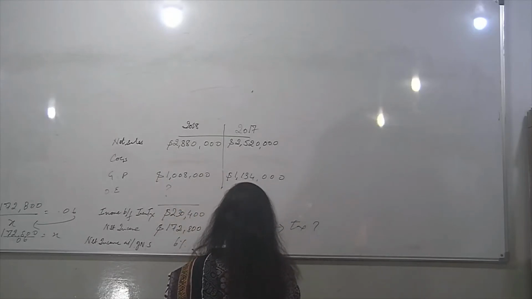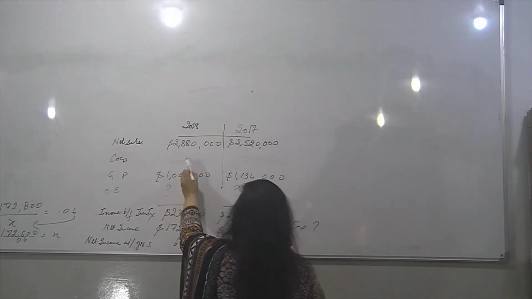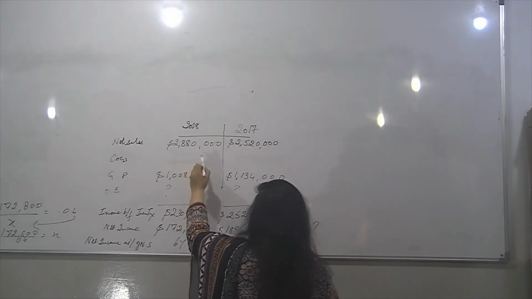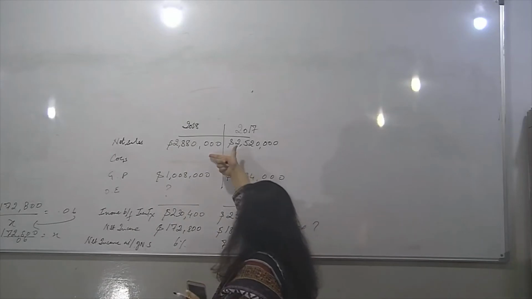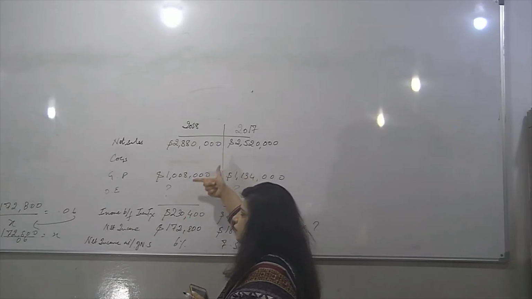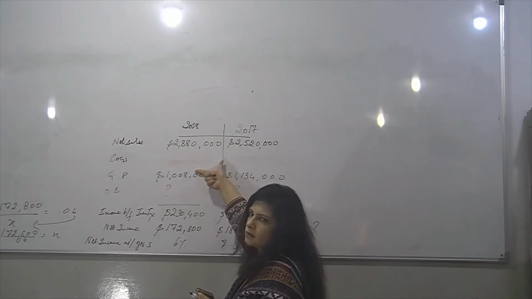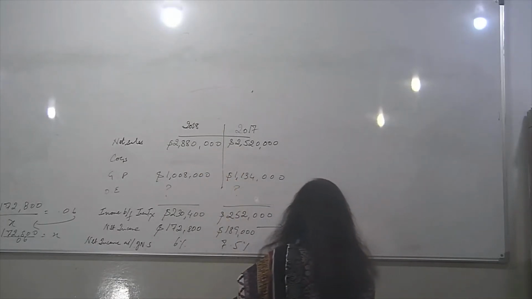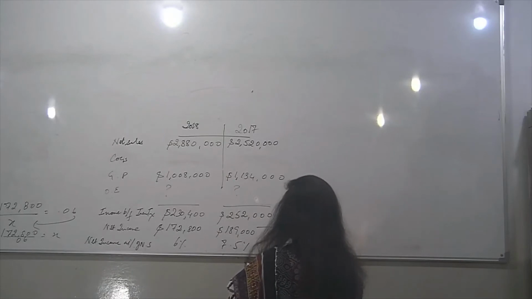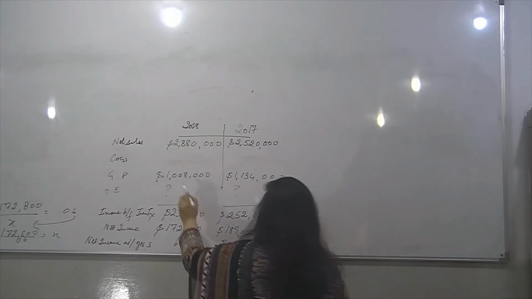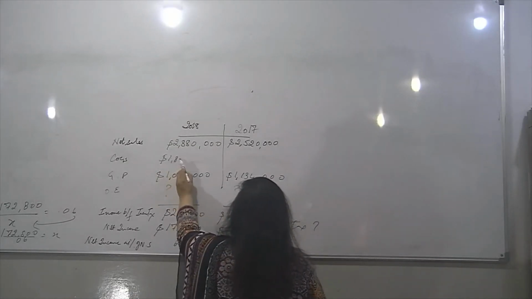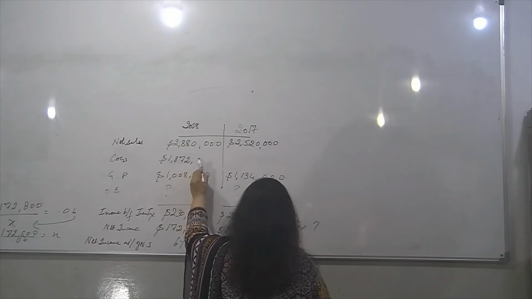So because this is X, okay guys, what do you do? You subtract X from here to find out this. When you have net sales, you subtract the cost to get gross profit. So when you subtract gross profit from here, you get COGS. So it's 1,872,000.